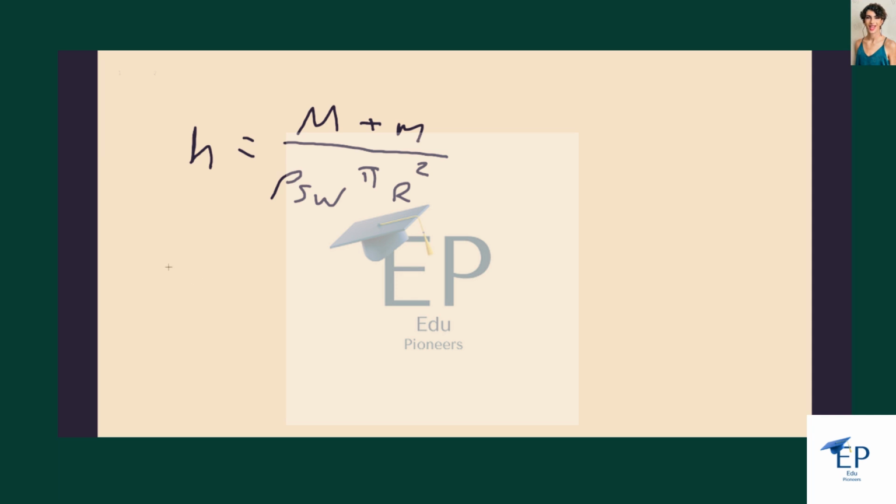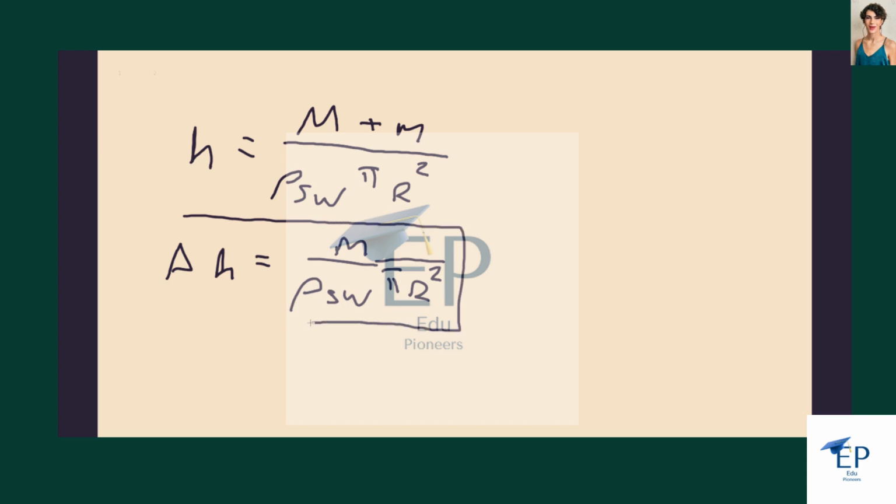And in particular, the change is just going to be equal to the mass of the man divided by the density of seawater times pi r squared again. And so we actually don't even need to know the mass of the buoy. We just need to know the mass of the man who stands on top of it, and that will tell us how much further it's going to sink in.